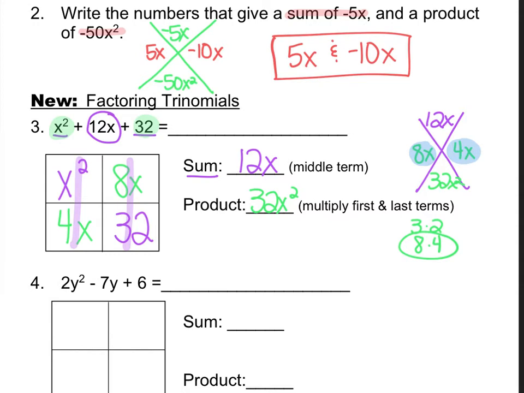So x squared and 4x have an x in common. 8x and 32 have a positive 8 in common. So now I'm going to row factor. x squared and 8x have an x in common. 4x and 32 have a positive 4 in common. That is my answer. My answer is x plus 8 times x plus 4.